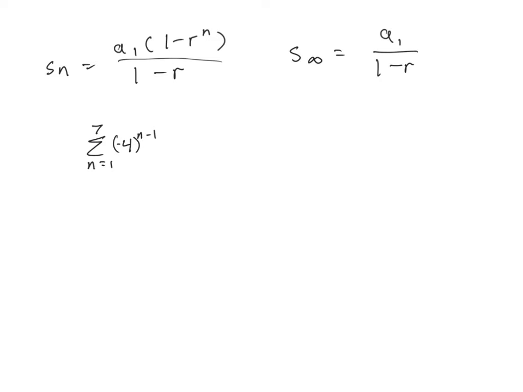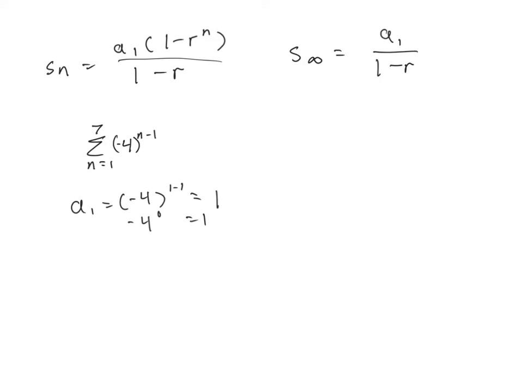We need to first find a sub 1, and to do that, we just put in 1 because we start at n equals 1. So a sub 1 will be negative 4 to the 1 minus 1. Well, anything to a 0 power is 1. So that is a sub 1 equals 1. If you don't understand, we have negative 4 to the 0 power, and anything to a 0 power is 1.